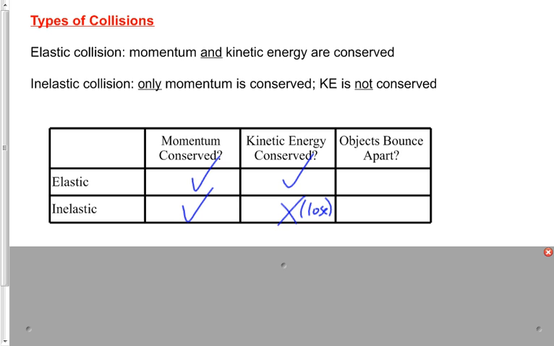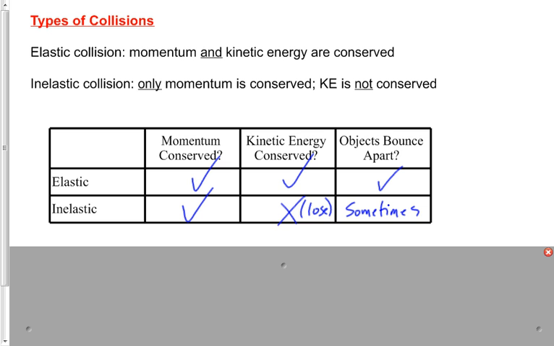Now, finally, what is this third column here? Objects bounce apart? Well, one of the observations that we can make about a collision is that the objects either stick together or they bounce apart. And sometimes, not always, but sometimes that can actually be helpful in helping me classify it as an elastic or an inelastic collision. In an elastic collision, the objects will always bounce apart. In an inelastic collision, the objects will sometimes bounce apart.